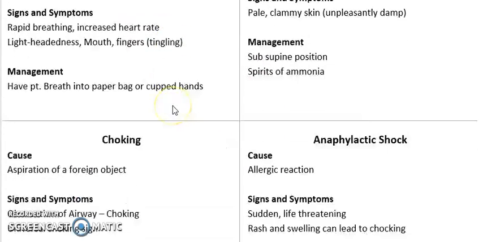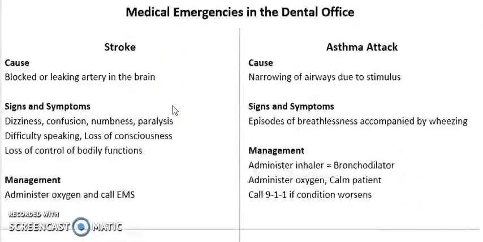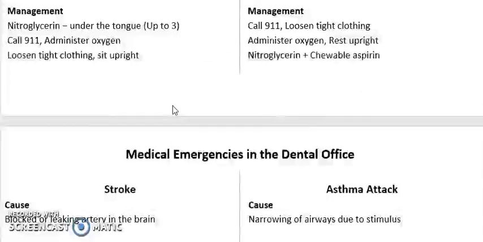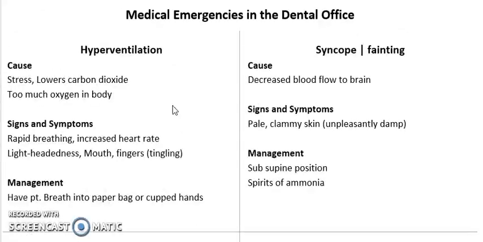This is a handout that you will have on Canvas, and you can study and review for the lab that we're going to do, the simulation lab. Technically, it is not really graded like an exam. It's more of a practice to get you to practice the skills. I'm just going to go through the main medical emergencies, what the causes are, the signs and symptoms, and how we manage them. And we're going to have a short quiz on that as well.